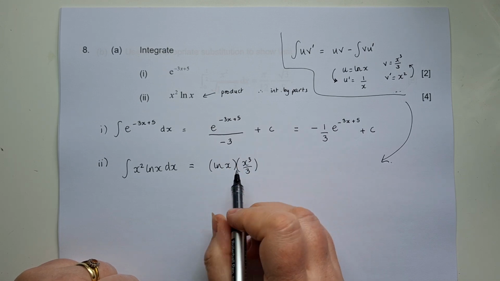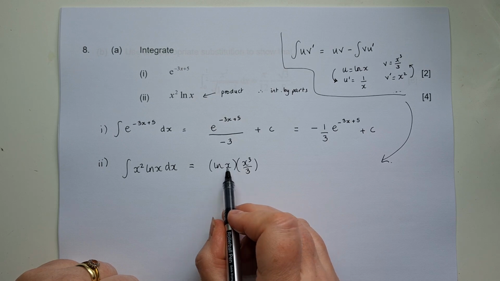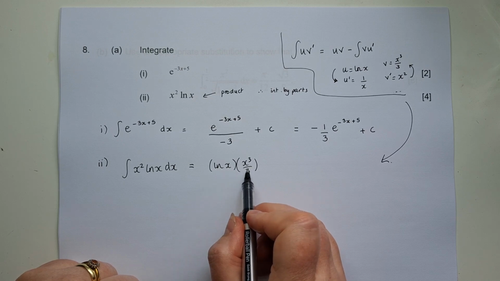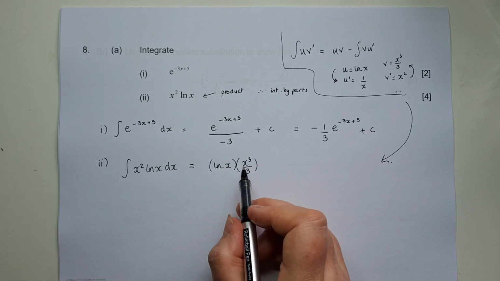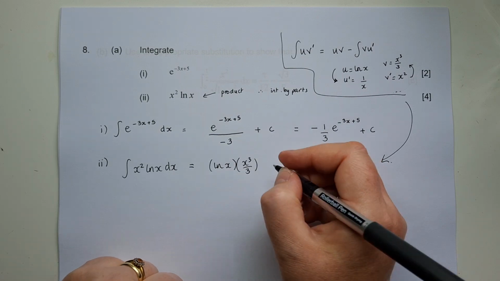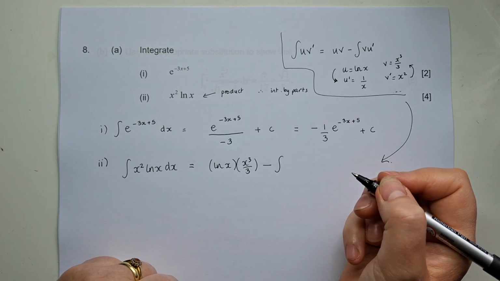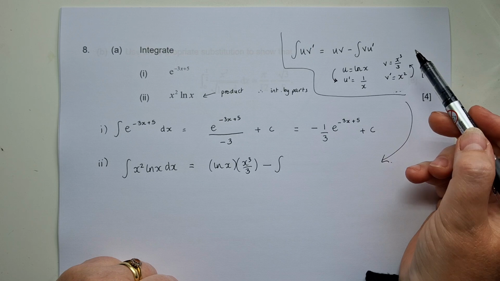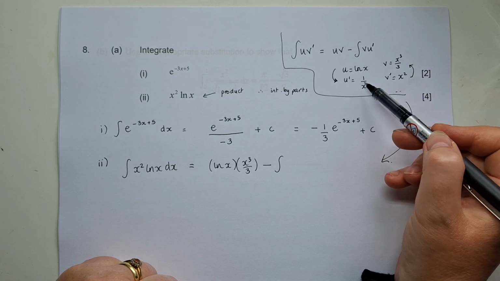I'm not going to multiply any of that algebra together. This is inside the log, and this is just timesing outside. So on the next line, I'll put that term in the front. Minus the integral of our v times our u dash.